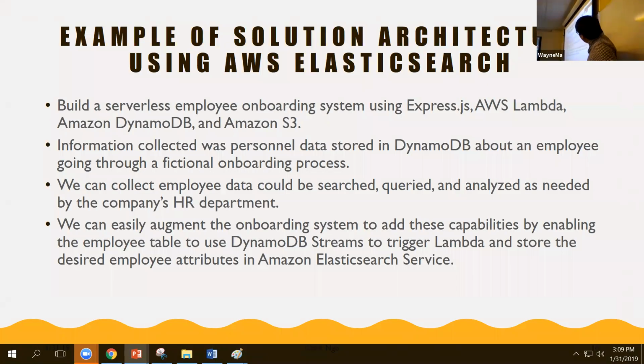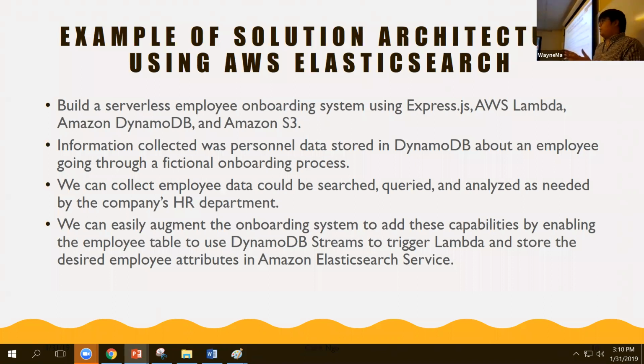This one is just an example. I'll break it down for you. Let's say you have a serverless employee onboarding system, and you're going to use this technology stack. Express.js would be your server, AWS Lambda would be your function call, Amazon DynamoDB would be your database, and Amazon S3 would be your storage. We want to collect information about an employee and store it in the DynamoDB database, and it's a fictional onboarding process.